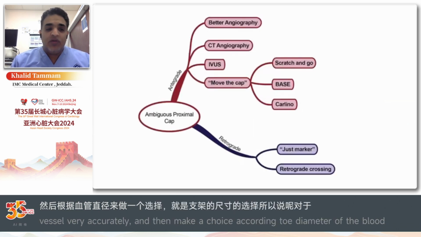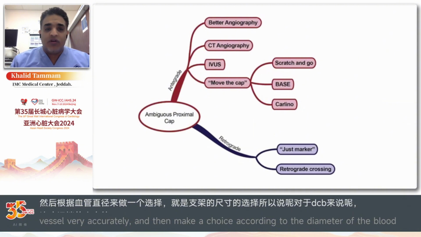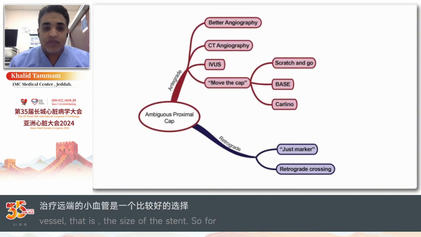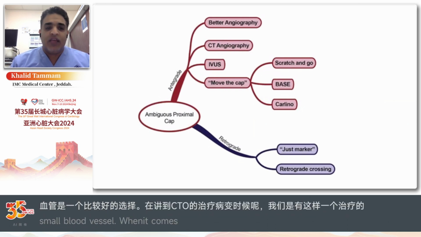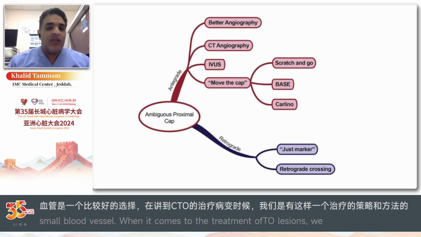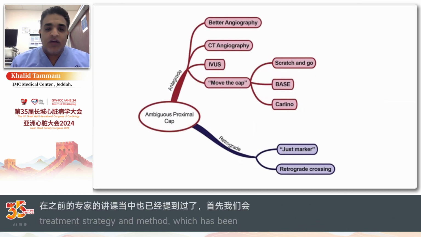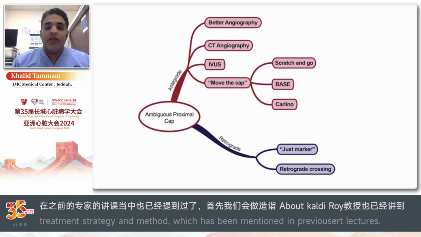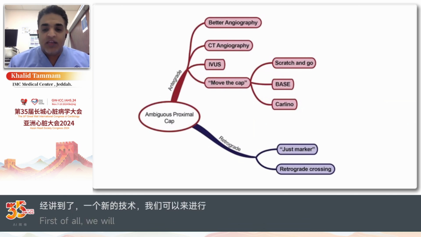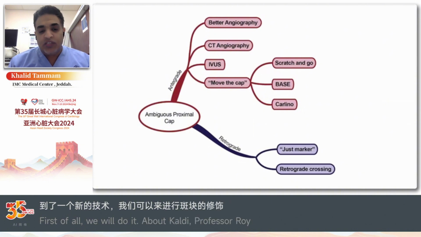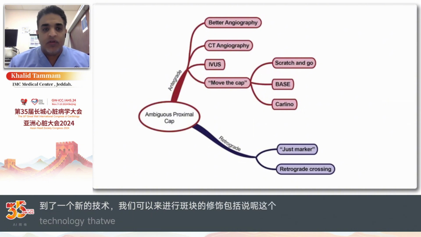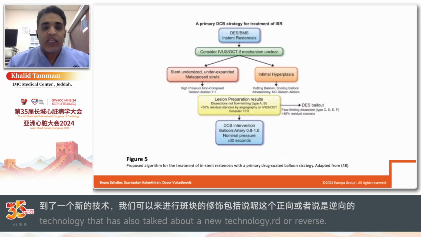When we talk about CTO, we have to have the algorithm. I think our colleague has mentioned this algorithm before: better angio, CT scan, IVUS guided. Dr. Carlino is here; thank you, Dr. Carlino, for his techniques to modify the proximal cap if we have an ambiguous cap, and then retrograde, antegrade, the ADR, all the CTO techniques we have to mention.